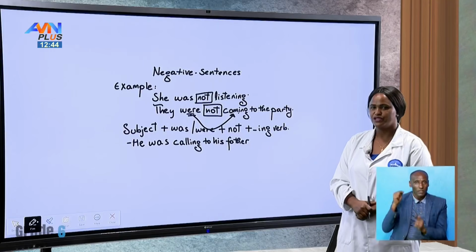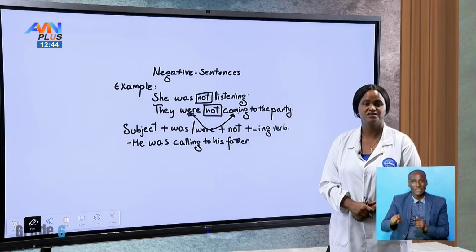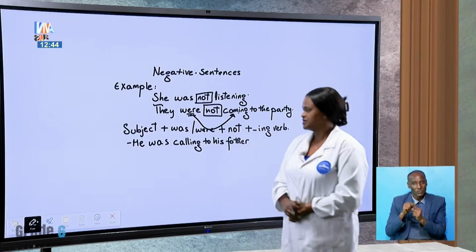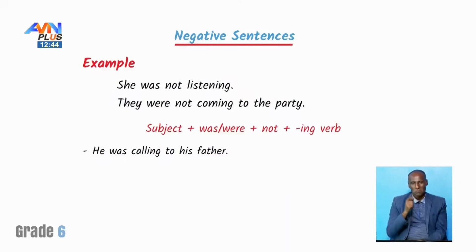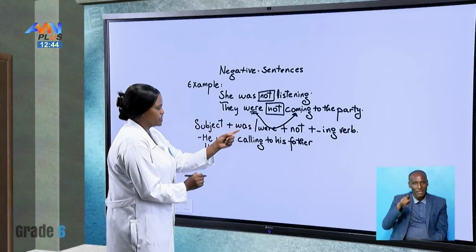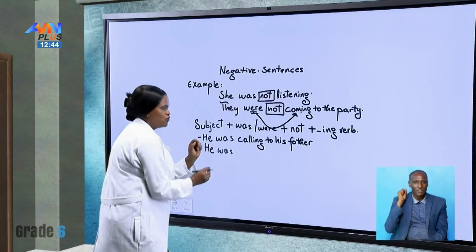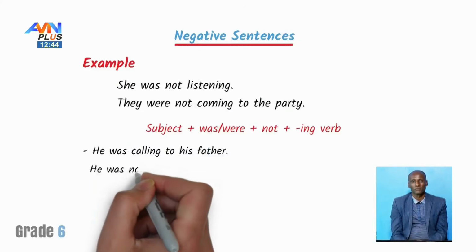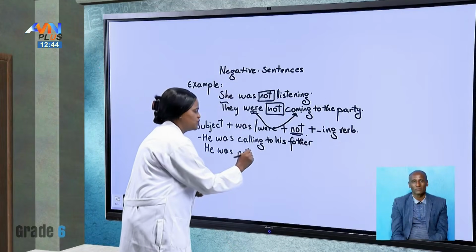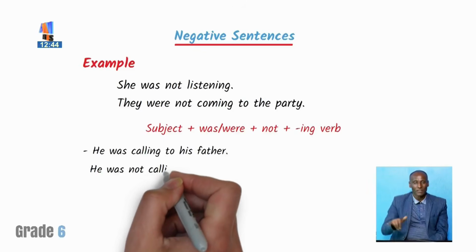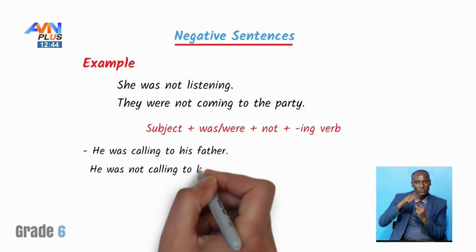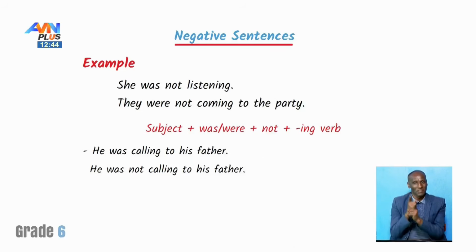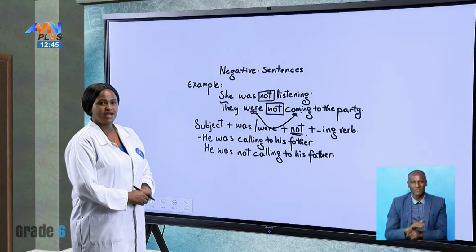Okay? Did you show your answers to your friends or your parents? And what did you say? Very good. I am sure you said what? He. Then let's follow this form. He was. What do we have next to the auxiliary? We have what? Our word not. He was not. Yes? Good. He was not calling. He was not calling to his father. Perfect. If you answered like this, that means you are excellent.